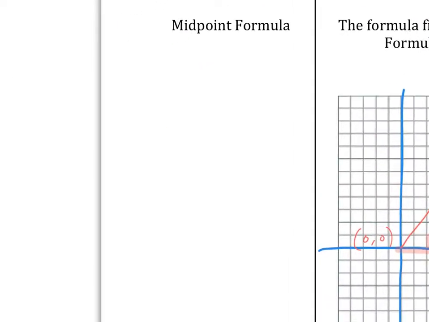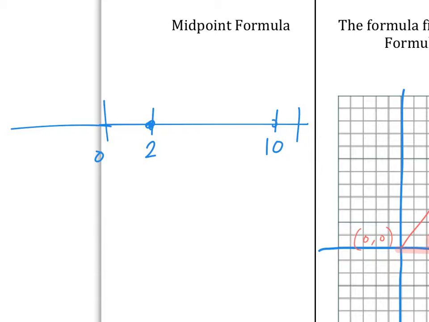Okay, all right, we need to write this down. So let's say that I have this number line. I'm standing here at 2, and then Blake is standing here at 10. The question is, what is this middle point?